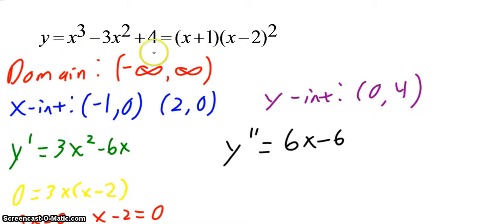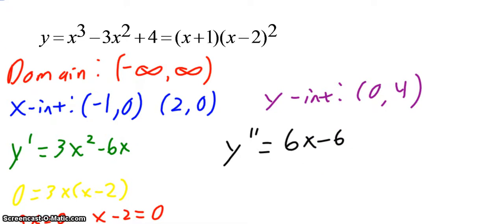Okay, so this is a polynomial function. Hopefully we recognize that. I was nice enough to have it factored for you as well. The domain is all real numbers. The x-intercepts, since it's factored, it's pretty easy to get those. We get negative 1, 0 and 2, 0. The y-intercept is 0, 4. The first derivative is 3x squared minus 6x, and the second derivative is 6x minus 6.